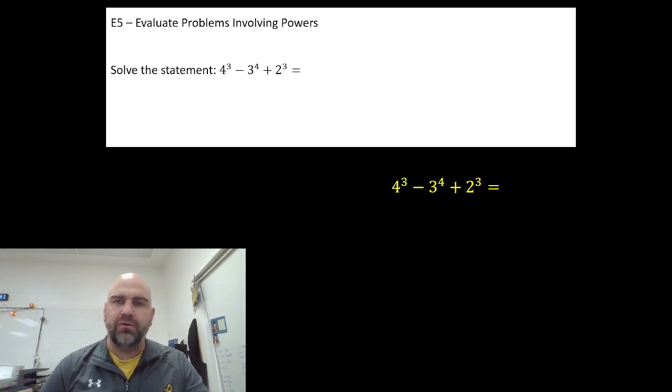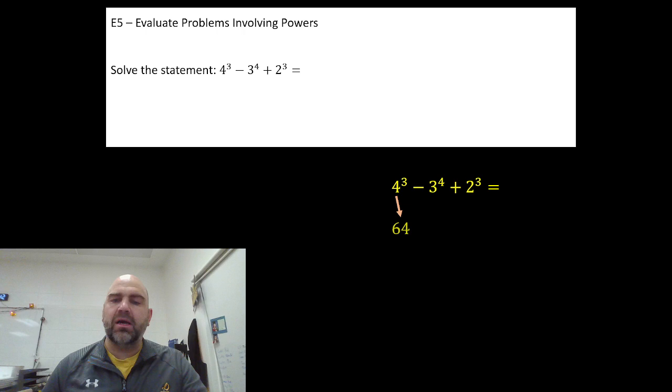In this case, we have 4 cubed minus 3 to the power 4 plus 2 to the power 3. We don't have any brackets, so we're going to start with exponents. The way that I try to teach my students is that you can really do all of your exponents at the same time. You don't have to worry about one before the other. In this case, these exponents are specifically on a number, and so we just do the exponents.